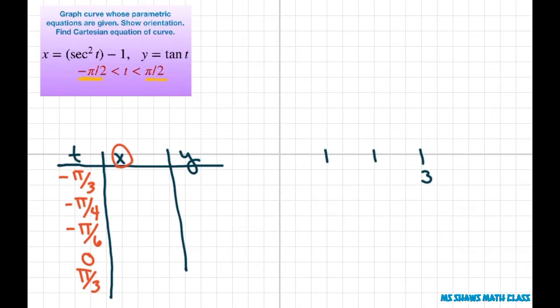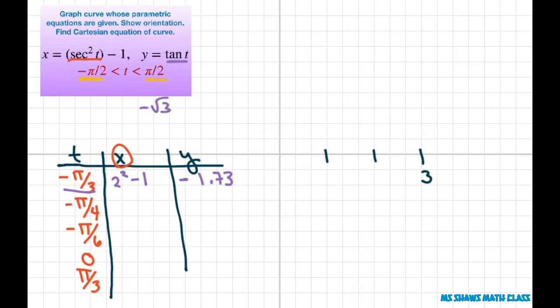So for x, if you do secant squared, or secant of negative pi divided by 3, that's going to be 2. So we're going to square that. You have 2 squared minus 1. For tan, this is going to equal negative square root of 3, which is negative 1.73.